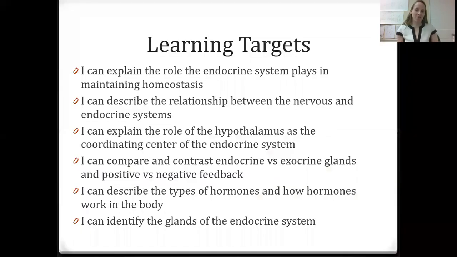We're going to be going over how the endocrine system helps with homeostasis, how it's related to the nervous system. We're going to talk briefly about the hypothalamus's role in coordinating all of the endocrine system responses. We're going to briefly also talk about the difference between endocrine and exocrine glands, as well as between positive and negative feedback loops. Then we're going to go over different types of hormones and how they affect the body. And lastly, we'll just touch on what all of the different glands of the endocrine system are.